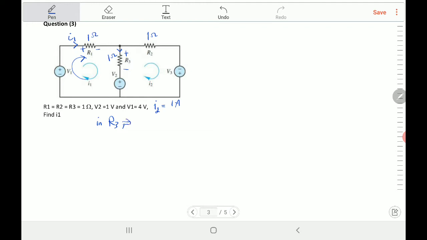The current will be going down, that's with I1. I1 is going in this direction and I2 in the opposite direction. So it will be equal to I1 minus I2. That will be the current in R3. Now let's write the equation.